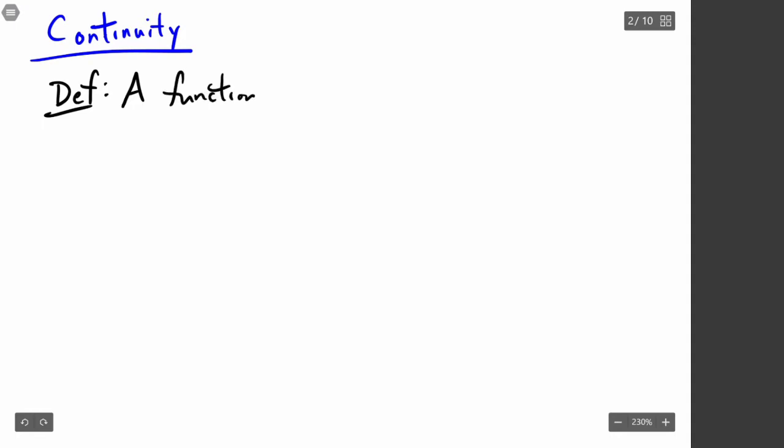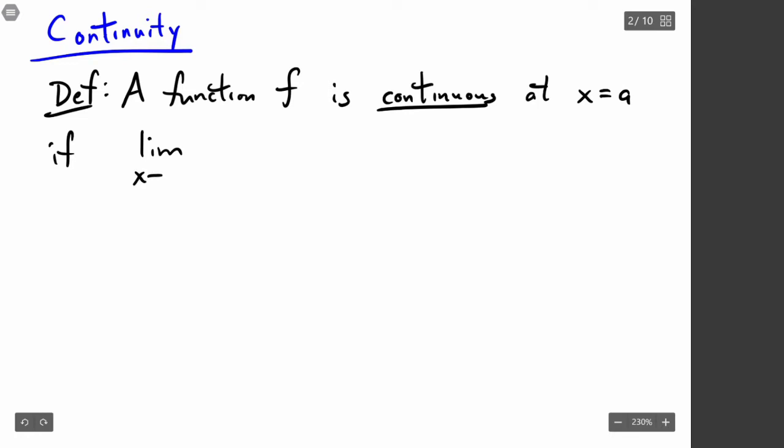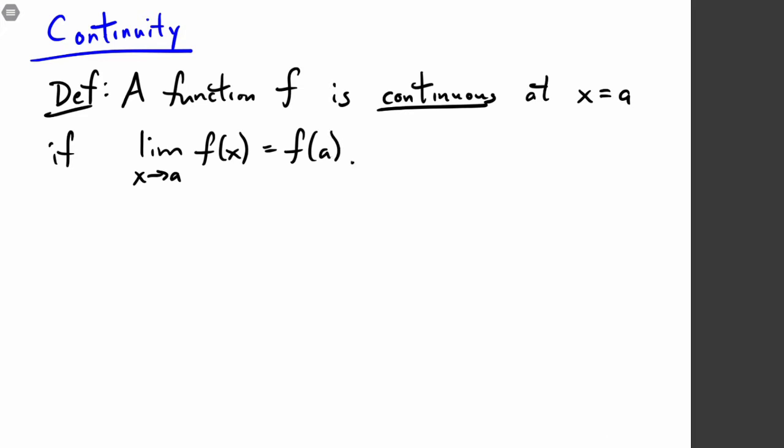So here's a definition for you. The definition: a function f is continuous at x equals a if the limit as x approaches a of f of x is actually just equal to f of a, right? So you've seen some examples where the limit of the function as x approaches a might not actually equal the actual value of the function, right?